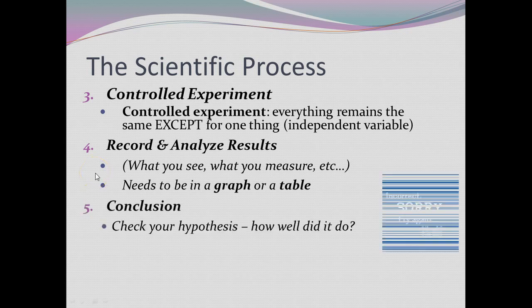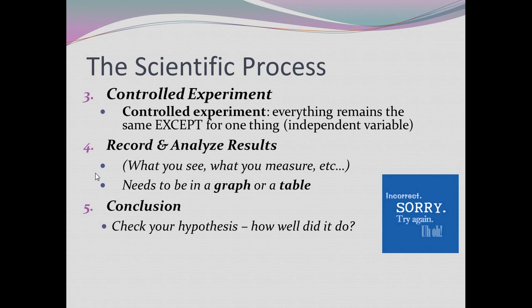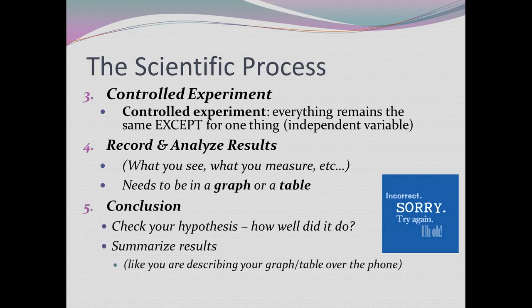Finally, we have a conclusion. Conclusion is where you go back and you check your hypothesis. How well did you do with your initial hypothesis? Was it right? Was it wrong? And there's nothing wrong with being wrong. That's actually kind of a good thing. You learned something. And you need to summarize your results. When you summarize your results, that's where you go back to your graph or your table and kind of explain it to someone over the phone. Don't say, well, there's a line and it went up. It's, as the experiment progressed, the height of the plants increased. Or in group A, I saw it had no fertilizer and it didn't grow as well as it did in group B. That's a conclusion. You went back through your results.